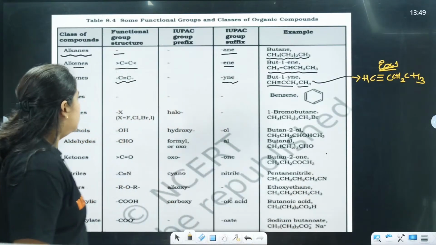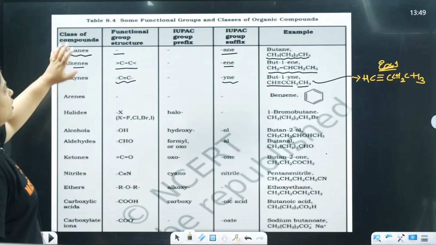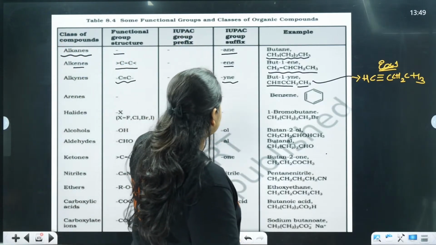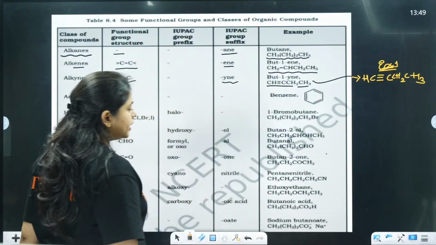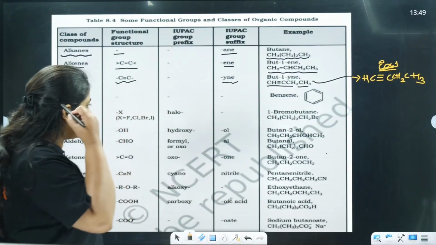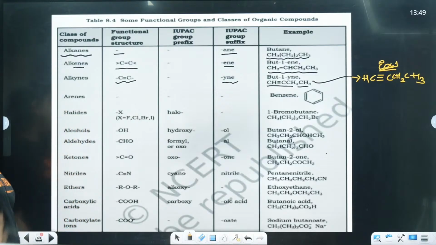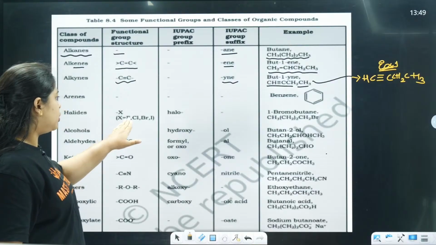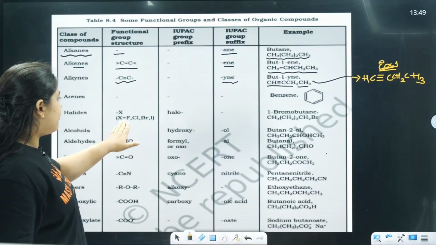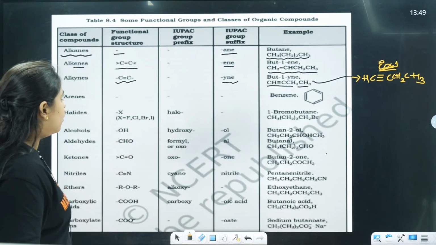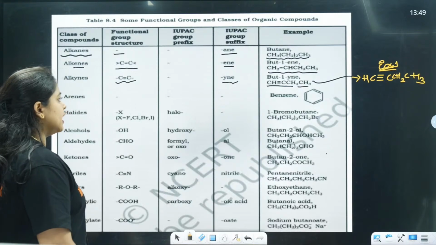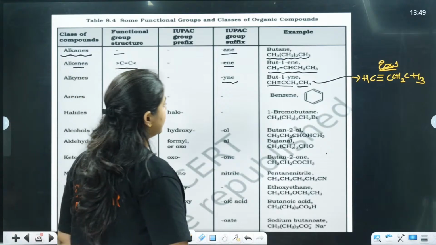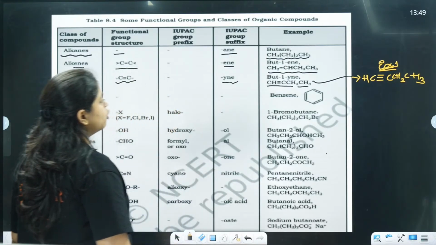Next, arenes. Here also the functional group is nothing, and the IUPAC group suffix is going to be benzene. Clear? This is a simple example. Next comes halides. In halides the functional group is X, where X is F, Cl, Br and I. The IUPAC group prefix is halo, and the suffix is nothing. The example is 1-bromobutane.